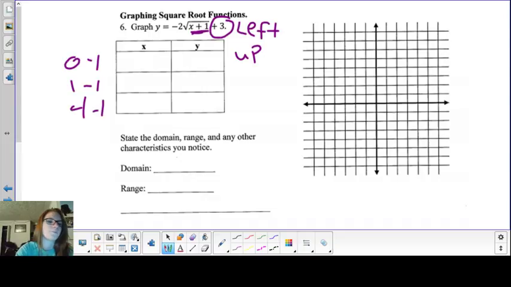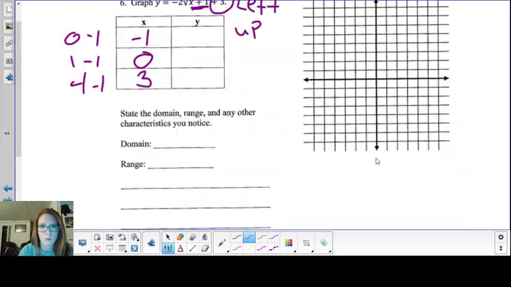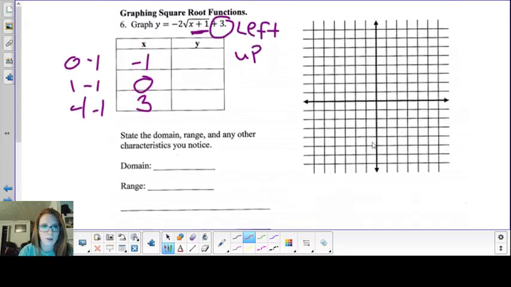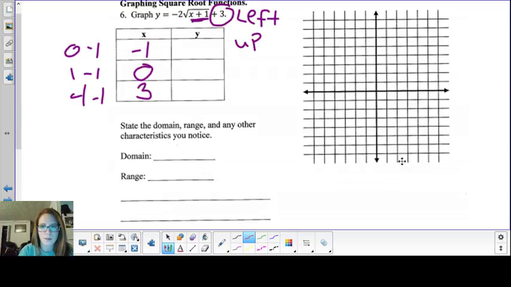So in this case, it's 1. So 0 minus 1 is negative 1. 1 minus 1 is 0. And 4 minus 1 is 3. Okay, now we're going to go plug those in. And I'm going to do my work down here underneath my graph so you see what I'm doing.